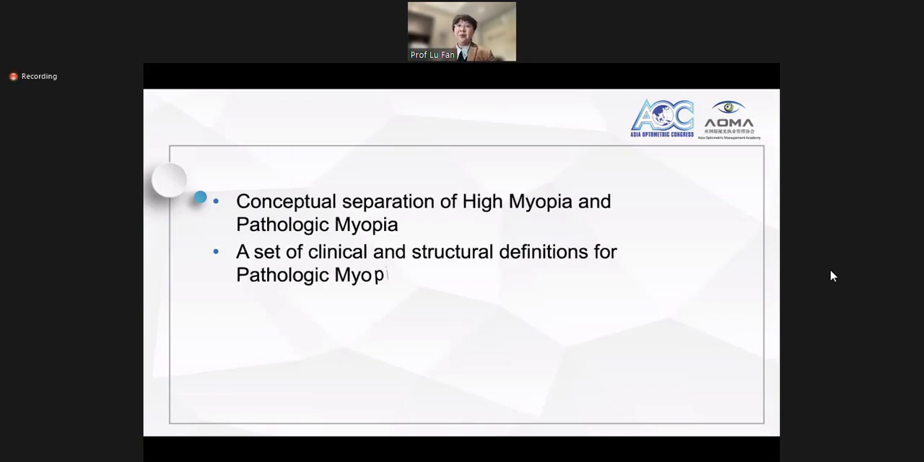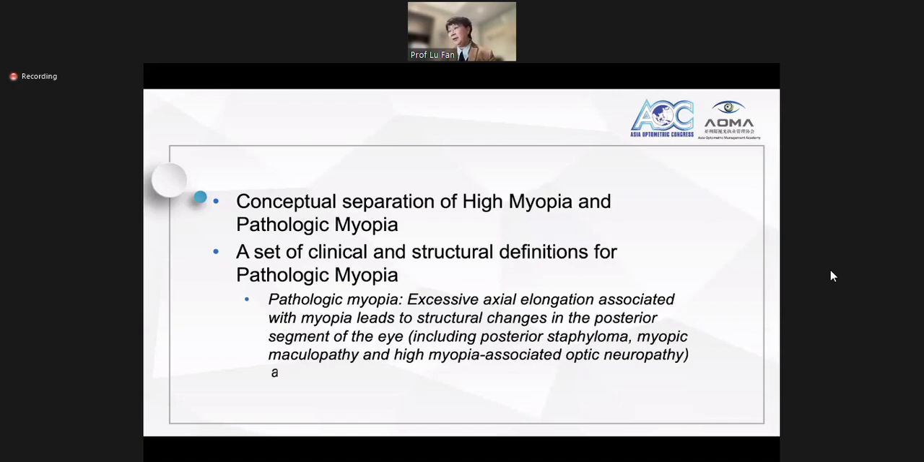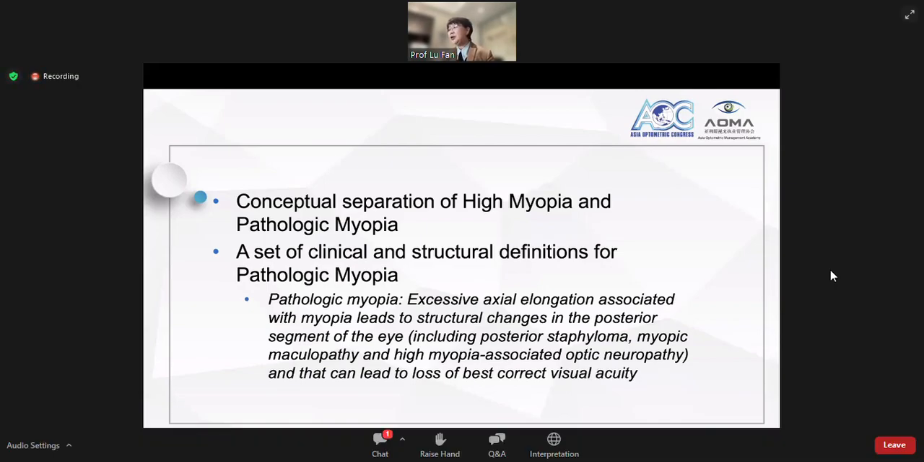Simple high myopia must be differentiated from pathological myopia. Pathological myopia was defined by structural changes to the retina rather than a refractive cutoff. We set up a clinical and structural definition for pathological myopia. Here we go for pathological myopia.